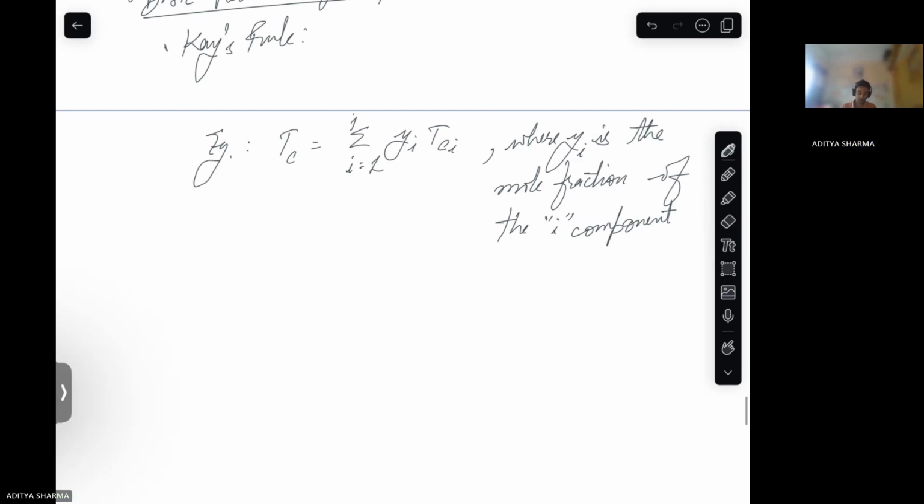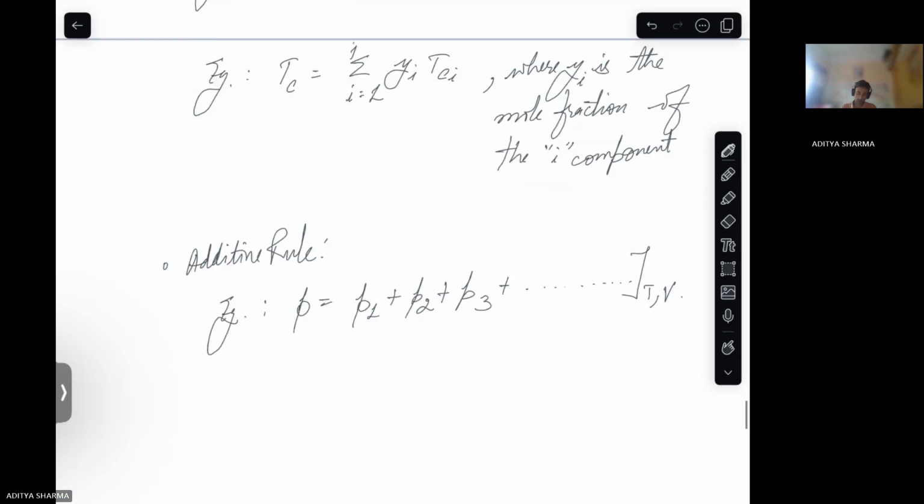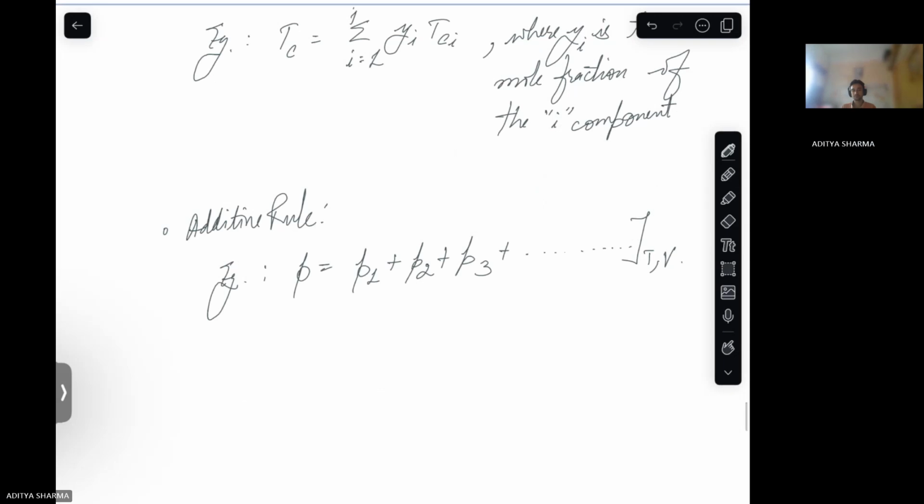Then another rule is your additive rule, where things are pretty straightforward. So one example is, if you have to find the pressure of the whole mixture, simply the pressures of different components can be added and we can get the pressure of the whole mixture, right? So this is your additive rule.